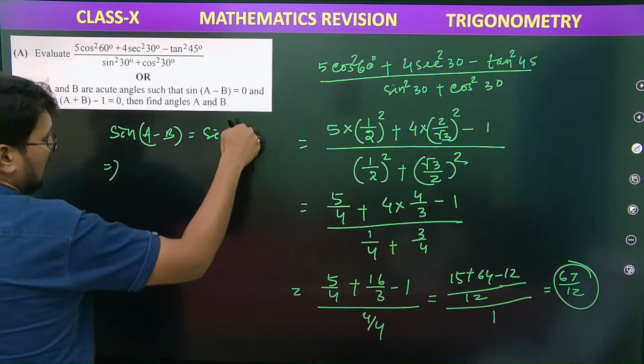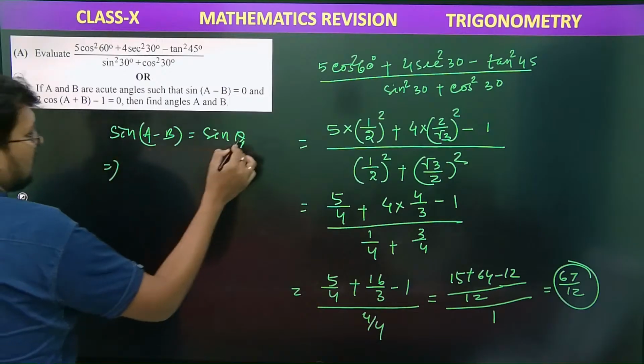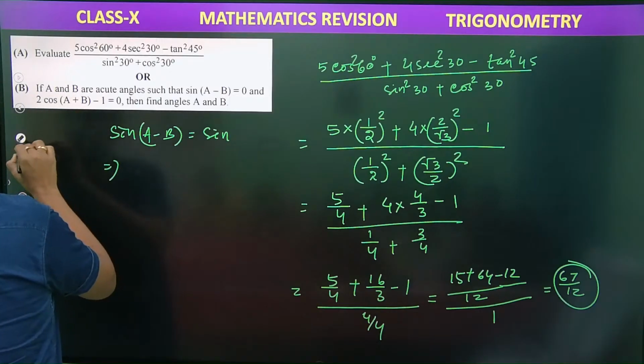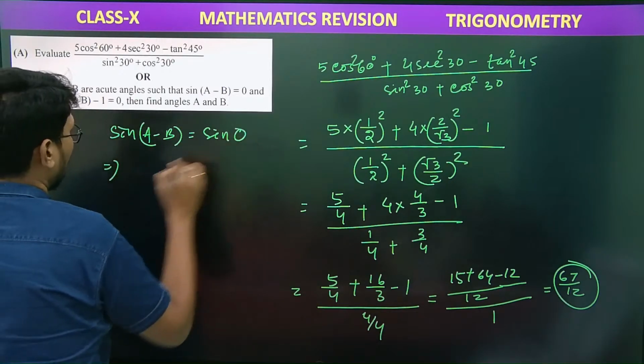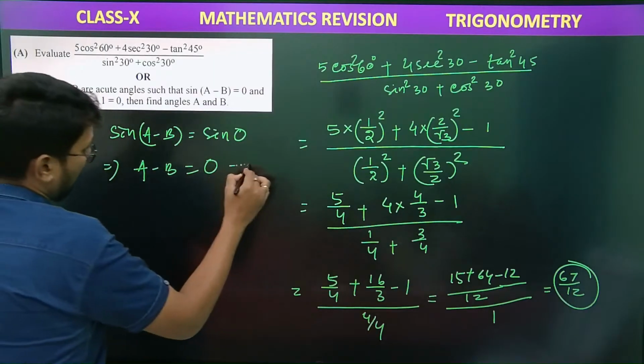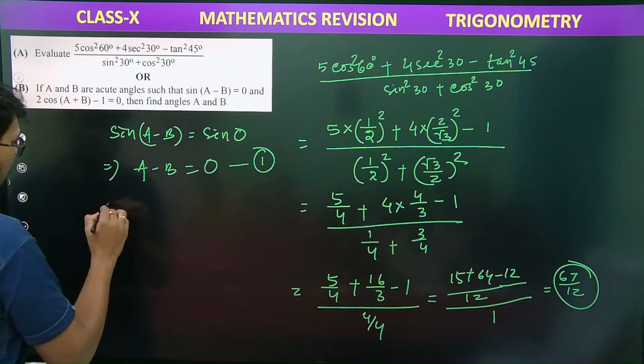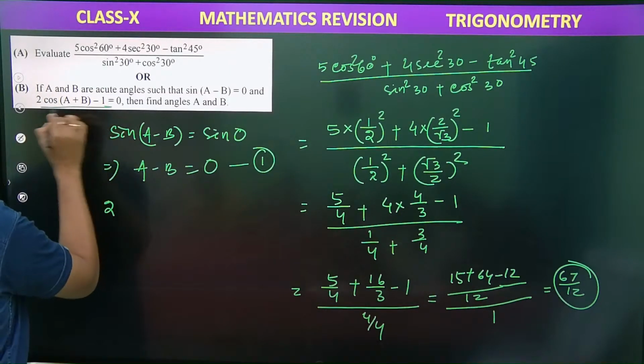Hence sin 0, children, this is not theta. That is sin 0. Got it? So A minus B is how much? How many of you have got it? A minus B value is how much? Equation number 1. Then similarly, second part, what is given here?